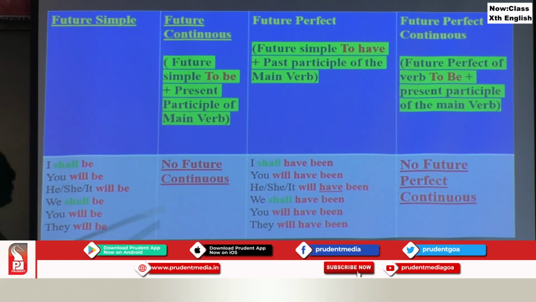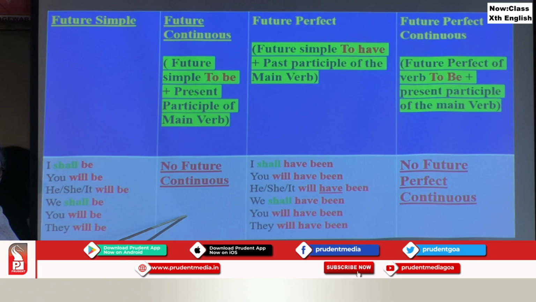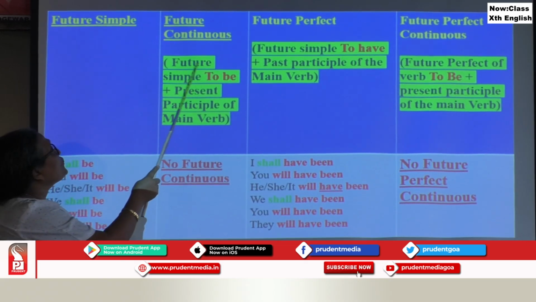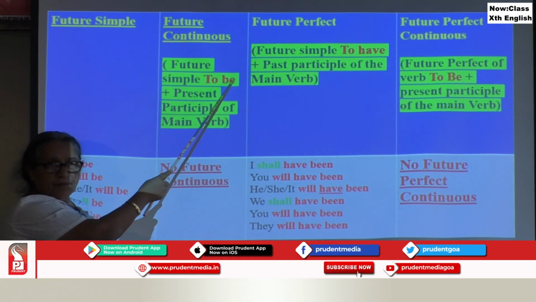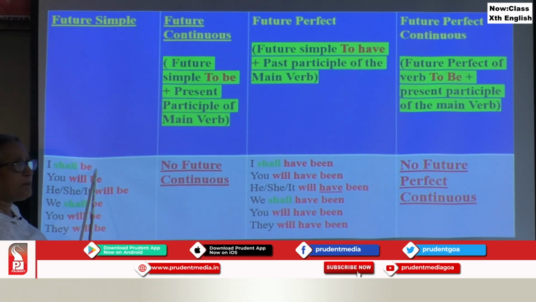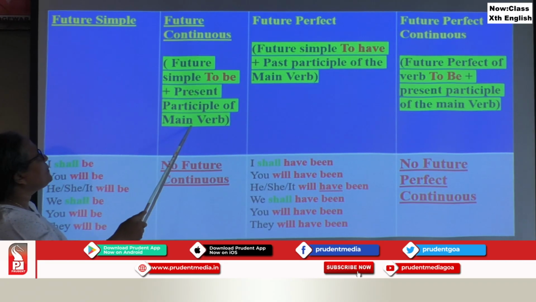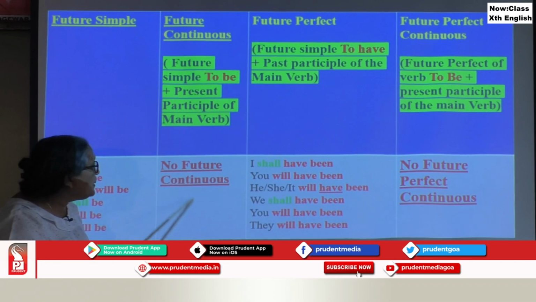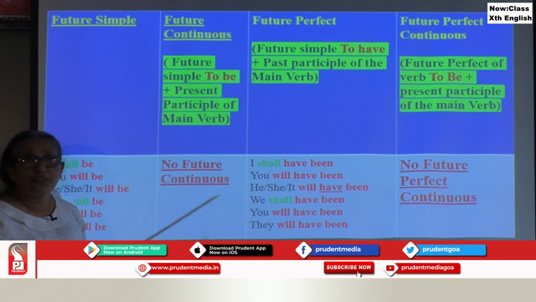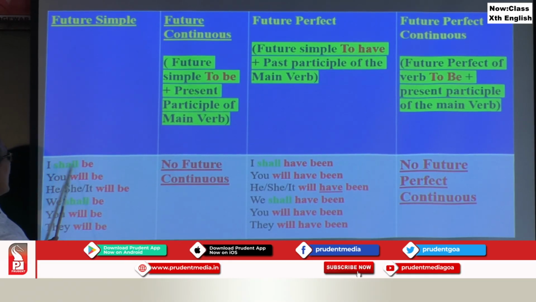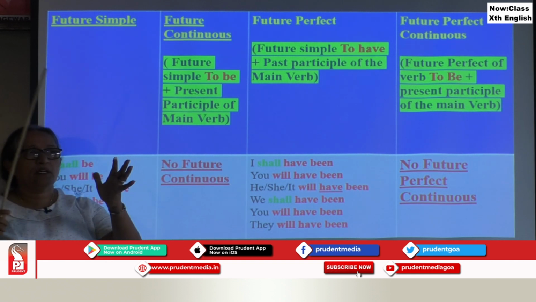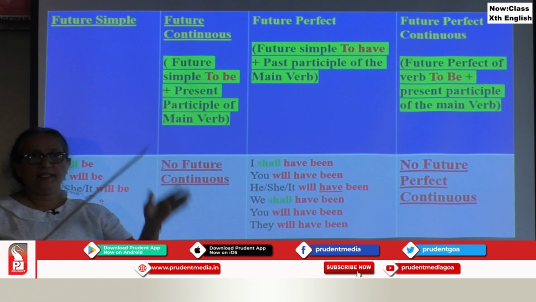How do we make future continuous? To make future continuous, the rule is the same. You put future simple of verb to be. Future simple is I shall be. And then you add the present participle of the main verb. Now, verb to be, we have no future continuous because we don't say I shall be being. There is no state of being in this tense.